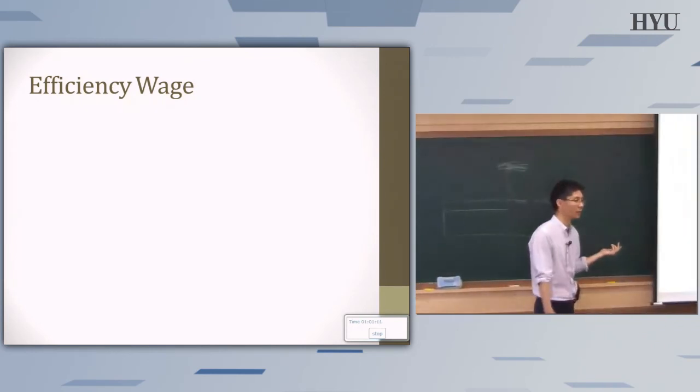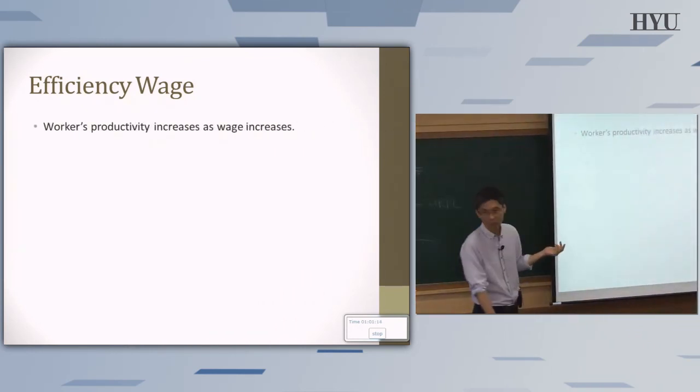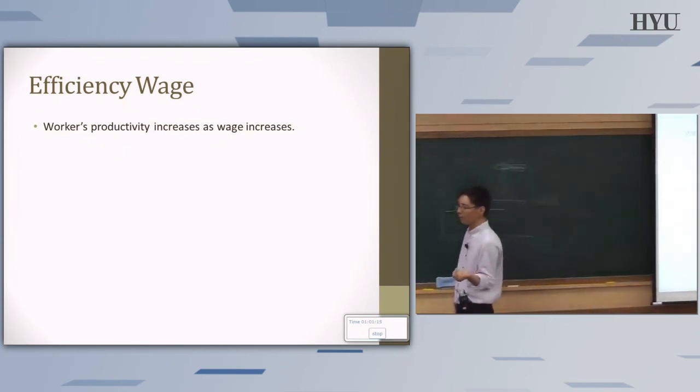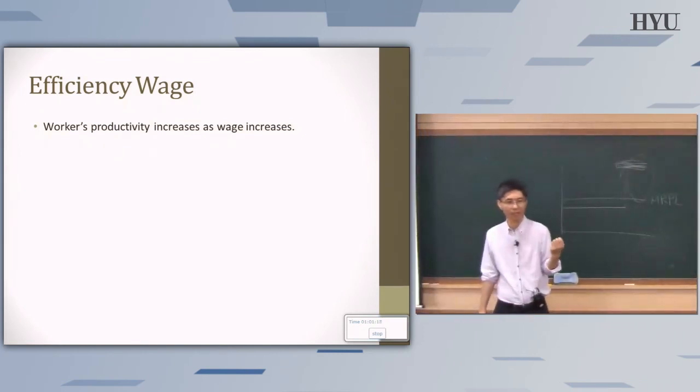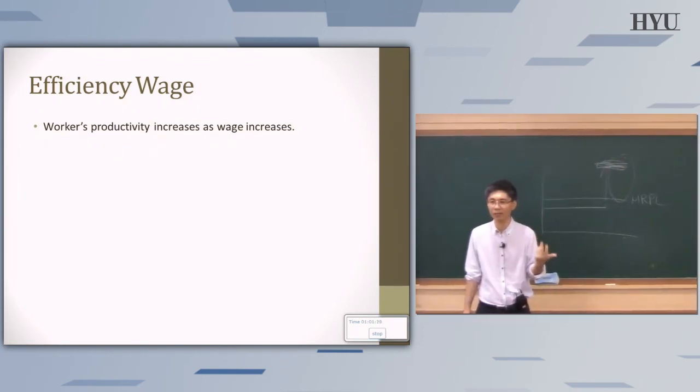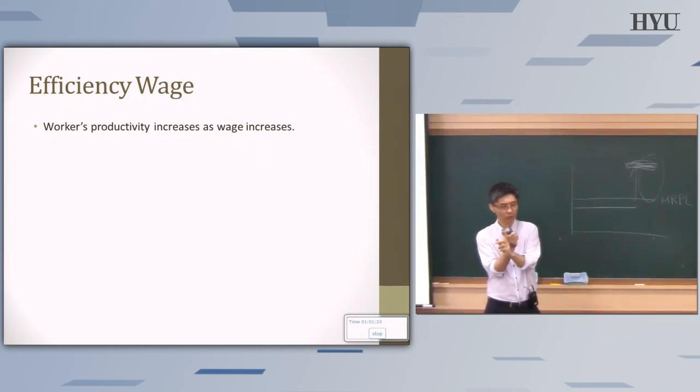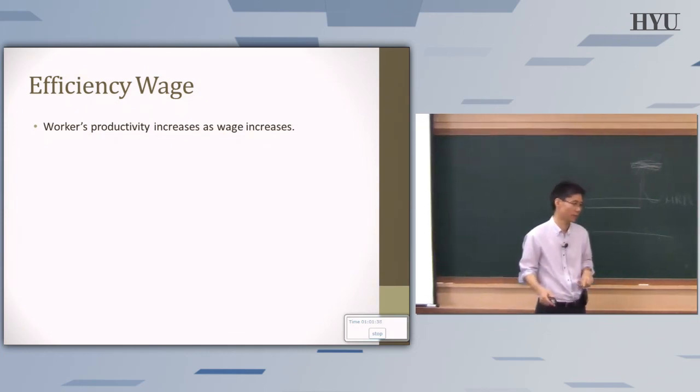Okay, the basic idea of efficiency wage is that workers' productivity seems to increase as the pay increases. You know, actually, the usual economic theory is the other way around. Okay? Productivity determines wage, not the other way. But efficiency wage thinking is the other way. Wage determines productivity. Okay? How?